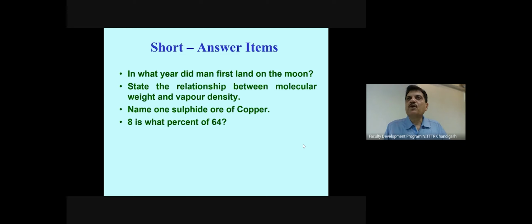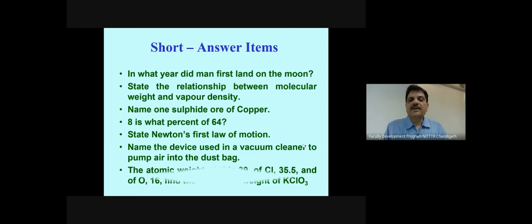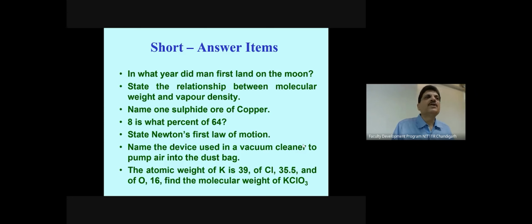Name one sulfide ore of copper. 8 is what percentage of 64? State Newton's first law. Name the device used in a vacuum cleaner to pump air into the dust bag. And the atomic weight of potassium is 39, of chlorine is 35.5, and of oxygen 16. Find the molecular weight of KClO3.